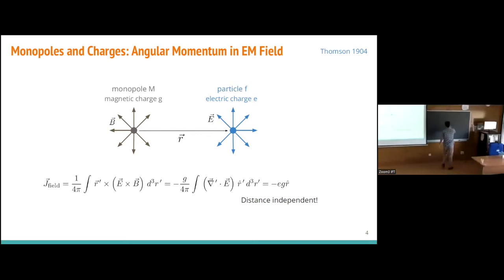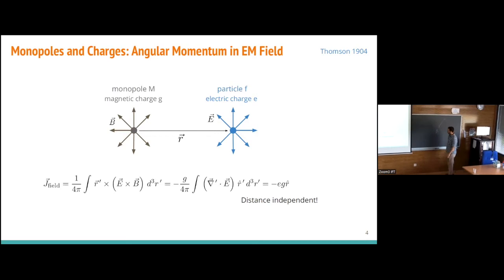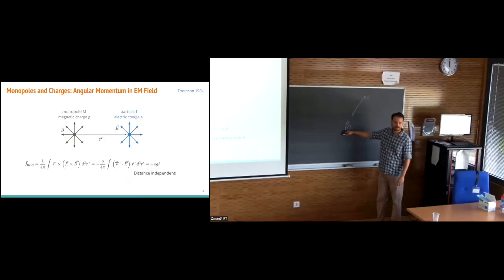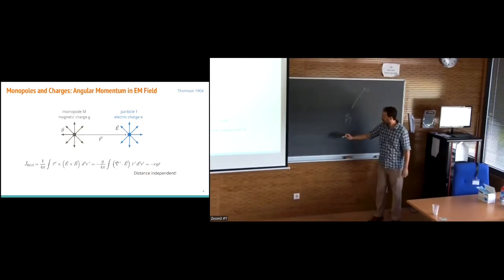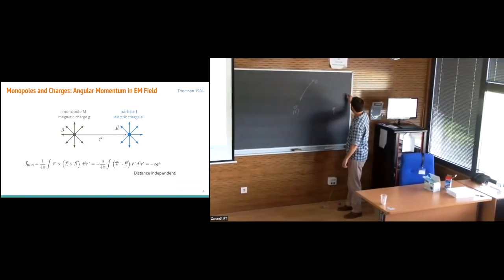Let's say I have a heavy monopole sitting here, and I take an electric charge here and I just throw it on the monopole. If this were not a monopole but an electric charge, the charge would undergo Keplerian motion in the plane, like this. So let's draw it on the side here. So just do this.